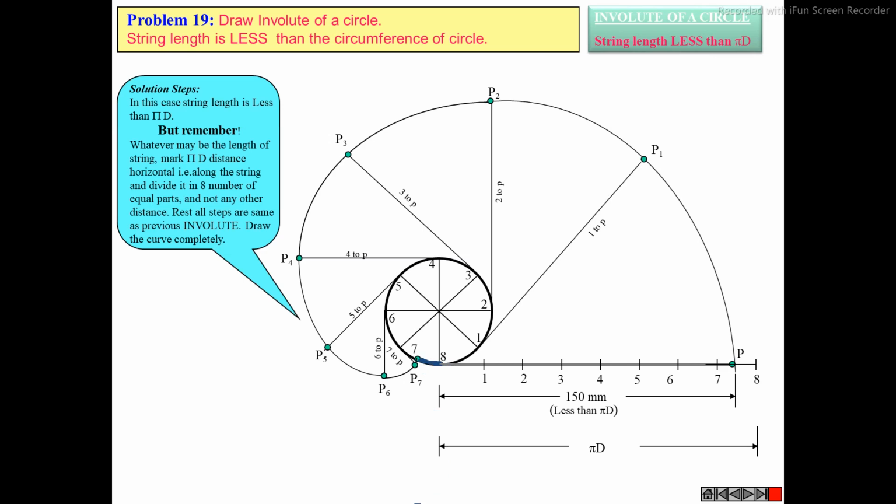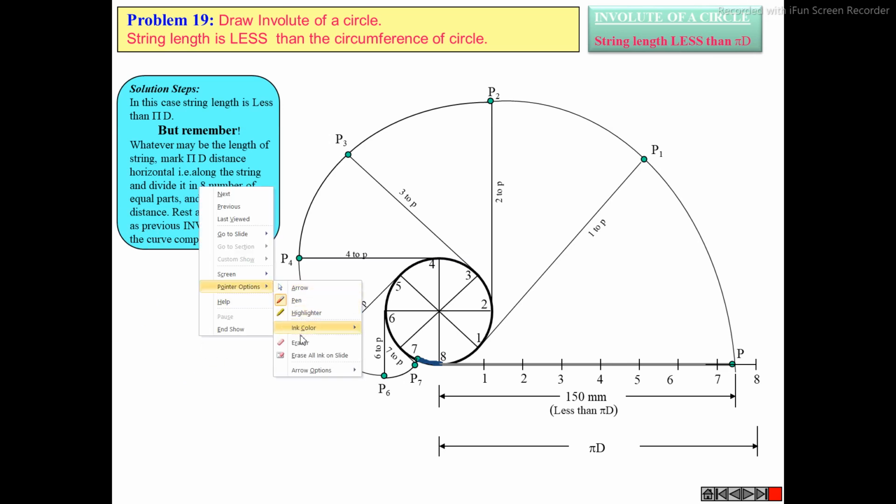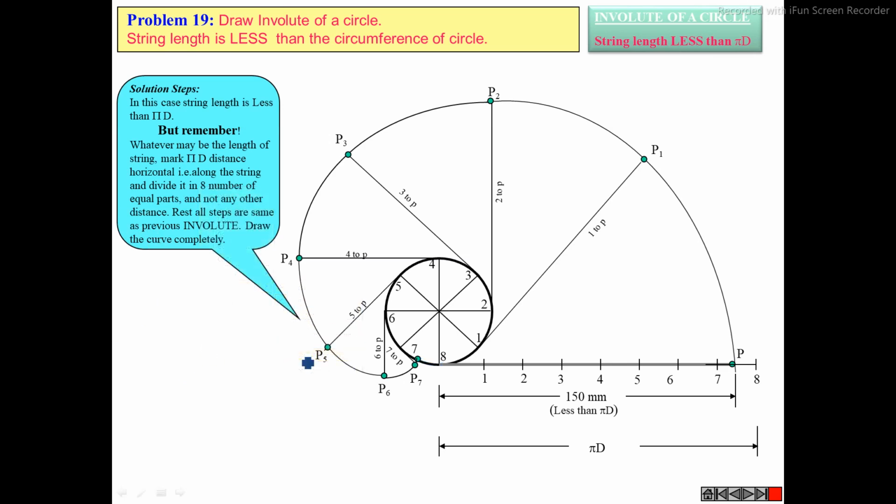Yes, sir. Okay. So these are the three cases of involute. When the length of the wire is equal to the circumferential length, how to get the involute profile? When the length of the wire is greater than the circumferential length, how to get the involute profile? And lastly, when the length of the wire is less than the circumferential length, how to get the involute profile? Any doubt in these three cases?